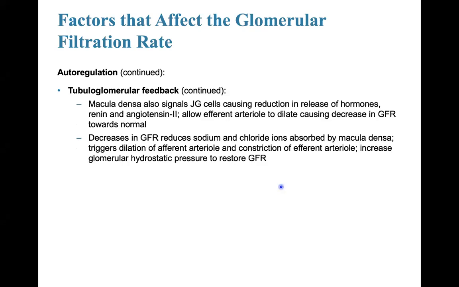The macula densa will also signal to JG cells, causing a reduction in the release of hormones, renin and angiotensin II. This allows the afferent arterioles to dilate, causing a decrease in the GFR towards normal. Decreases in the GFR reduce the sodium and chloride ions absorbed by the macula densa, and this triggers dilation of the afferent arteriole and constriction of the efferent arteriole, increasing the glomerular hydrostatic pressure to restore your GFR.